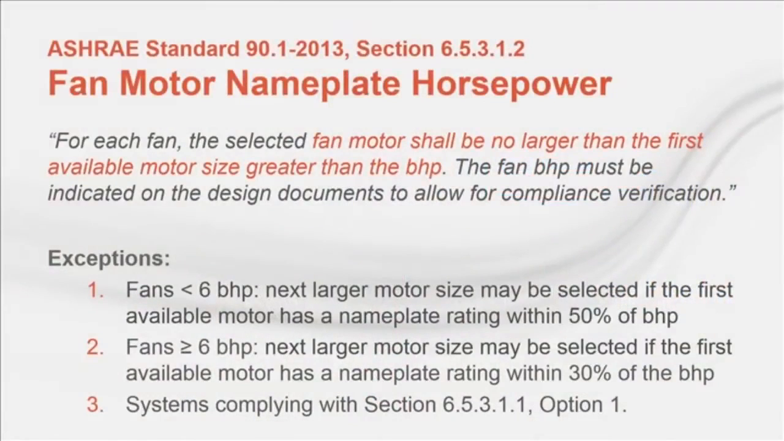Before moving on to fan efficiency itself, when option 2 is used, standard 90.1 has a requirement related to the motor selection. Based on the required brake horsepower, the standard requires you to select the first available motor size that's larger than the brake horsepower. However, the exceptions do allow for selecting one size larger to allow for some safety factor if the brake horsepower and nameplate are close enough.